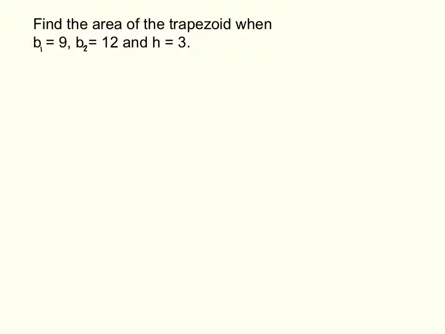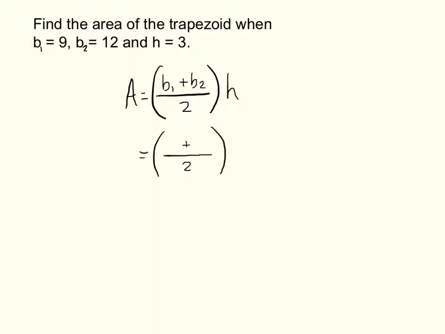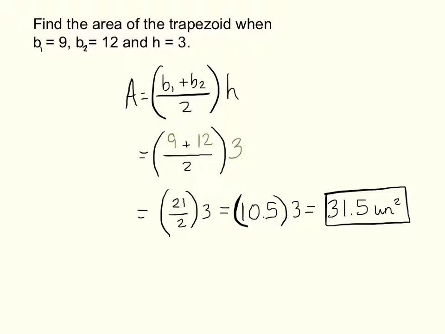Okay, so here we have a problem. We need to find the area of the trapezoid when the base 1 is 9, base 2 is 12, and the height is 3. So I just simply take my area formula and plug in what I know. So I know that my base 1 is 9, my base 2 is 12, and my height is 3. And now we just need to solve the problem. So when I simplify, I get 31.5 units squared, and that's my answer.